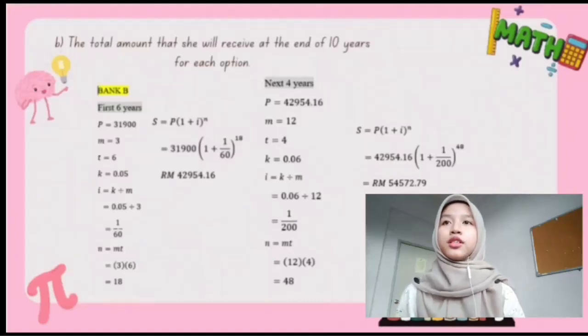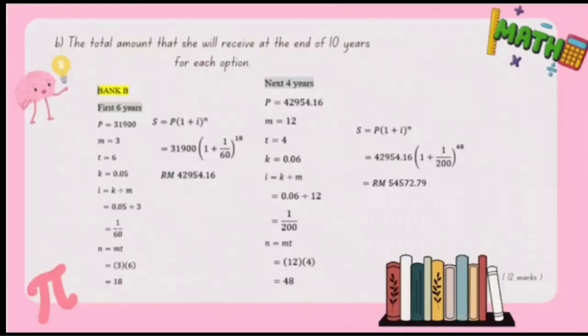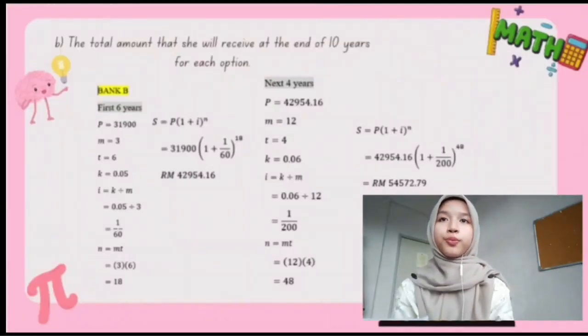For Bank B, we are going to apply the same method that we used to calculate the amount for Bank A. For the first 6 years, P equal to 31,900 ringgit, M equal to 3, T equal to 6, K equal to 0.05, the periodic interest rate I equal to 1/60, and the number of interest periods will be 18. So our formula will be S equal to P open bracket 1 plus I close bracket, to the power N, where N is the number of interest periods, which is 31,900 ringgit open bracket 1 plus 1/60 close bracket to the power 18. So the total for the first 6 years will be 42,954 ringgit 16 cents.